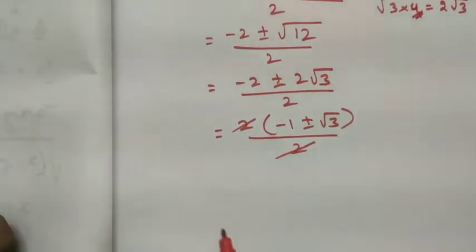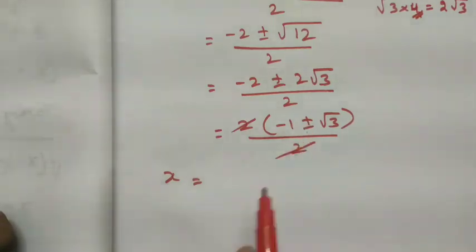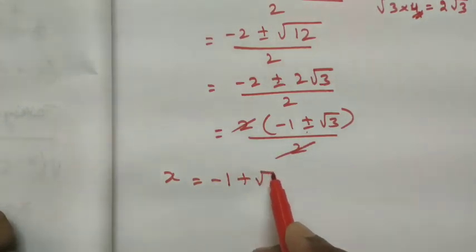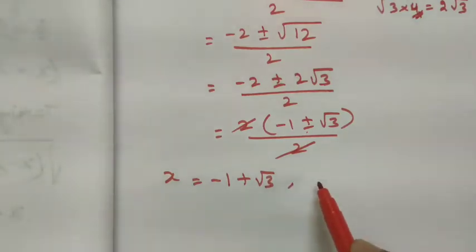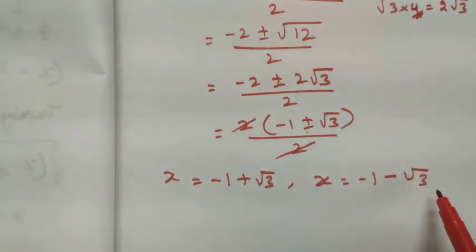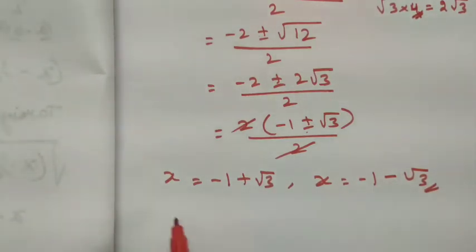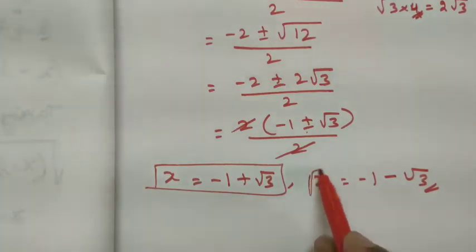Now we have two values of x. x is equal to, one of the values is positive, another value is negative. Minus 1 plus root 3 is one of the values, and then x is equal to minus 1 minus root 3 is the other value, right? Here we have plus, here we have minus. This is the x value.